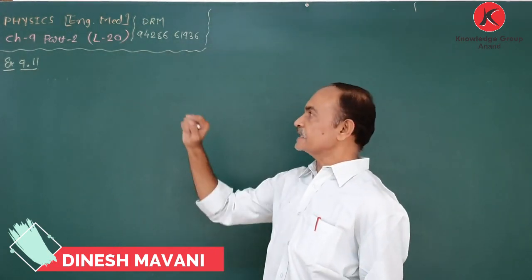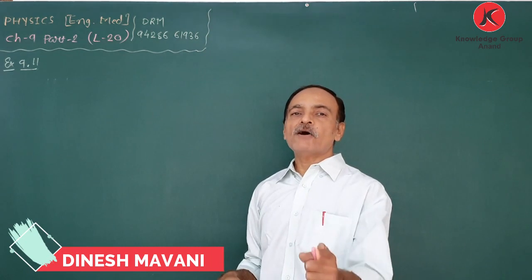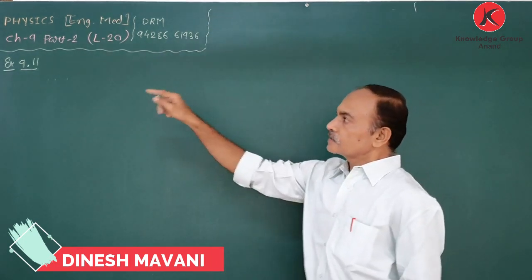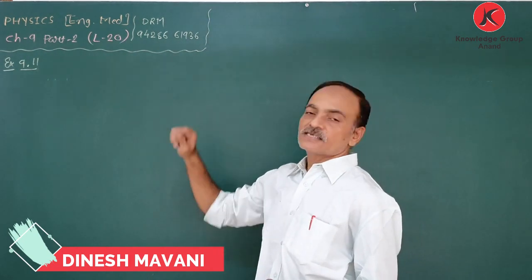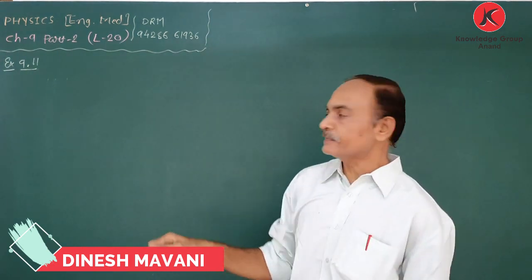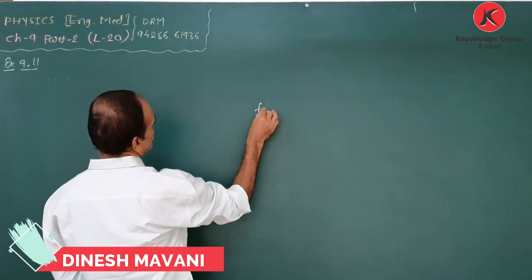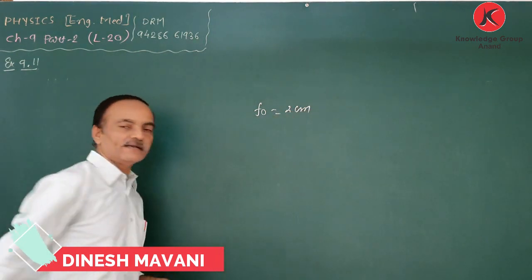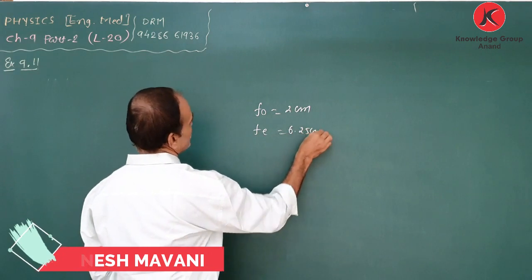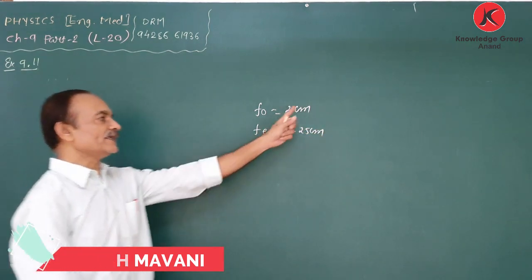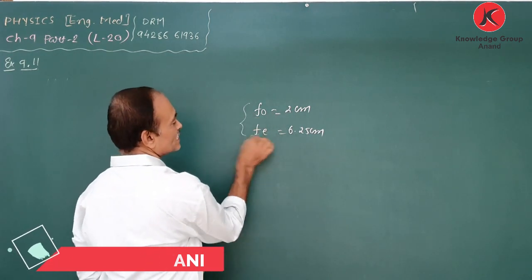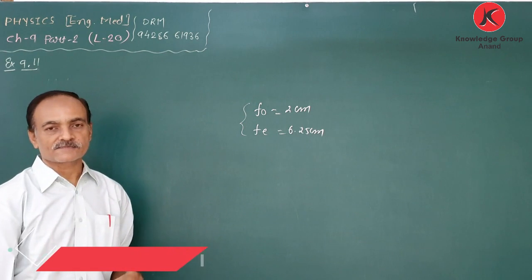Here the question is given this way: a compound microscope consists of a convex lens, the objective, with focal length 2 centimeter, and an eyepiece with focal length 6.25 centimeter, separated by a distance of 15 centimeter. So the distance between these two lenses is 15 centimeter.